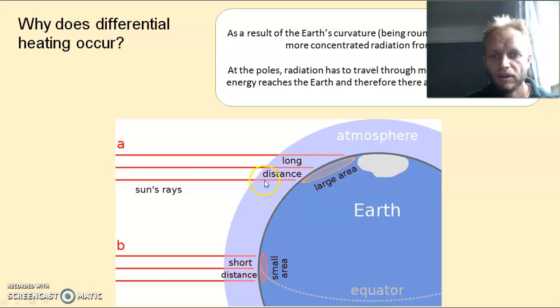The second is that there's a longer distance for the radiation to travel through the atmosphere. Okay, so further distance here, for example, at the top than at the equator. And what that means is that the atmosphere acts like a bit of a barrier. So more radiation is reflected back into space because it has to travel through more atmosphere. And as a result, it's much cooler. Okay, so I said at the poles, radiation has to travel through more atmosphere, so less energy reaches the Earth, and therefore there are cooler temperatures. Okay, so two reasons for differential heating.